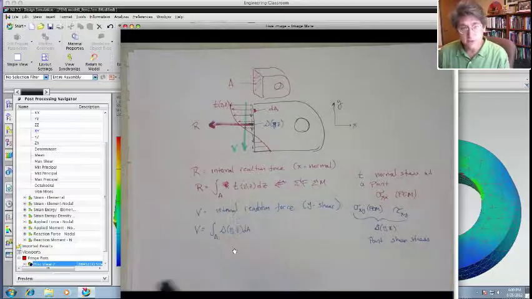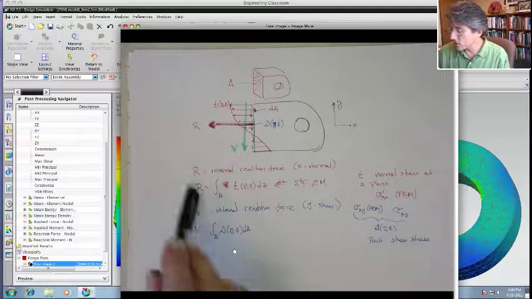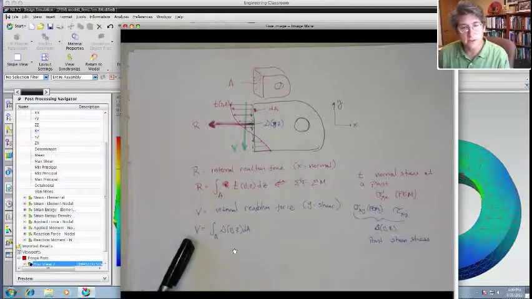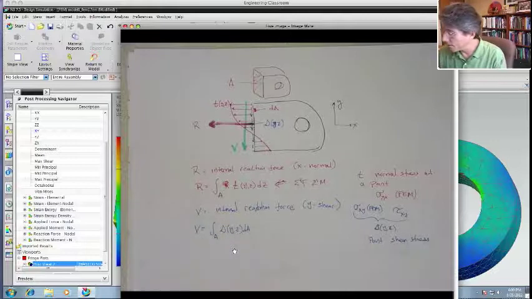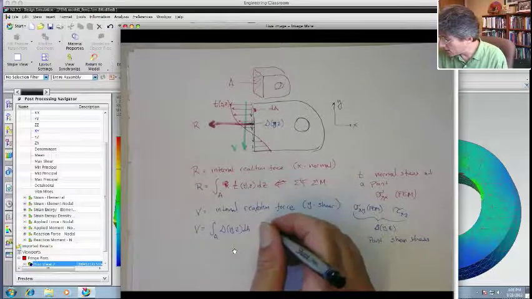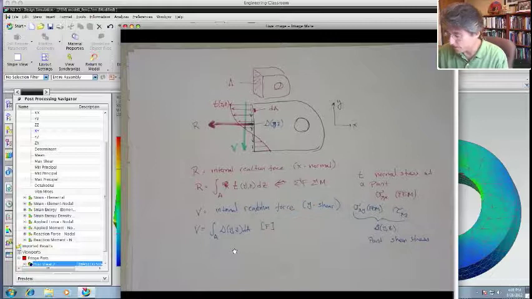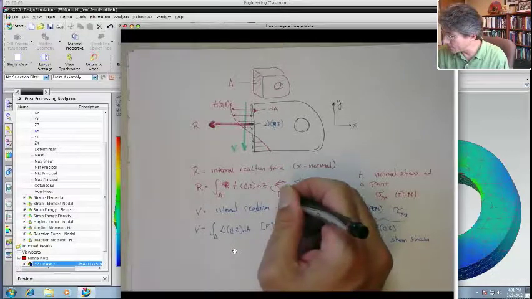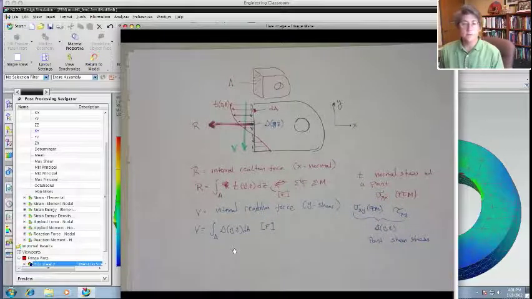Okay, so we have the shear stress at a point, the normal stress at a point. This is actually the physical stress that shows up. We can integrate those quantities over the cross-sectional area. That gives us the internal reaction forces, right? Because now these both have units of force, right? That's force. And this has a unit of force. R and V both have force.